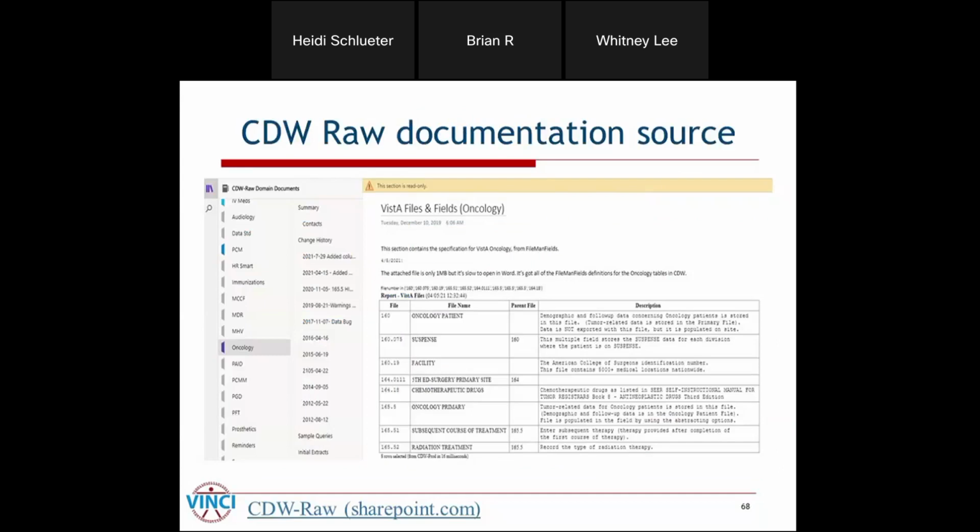There's documentation for the CDW Raw, and I've linked the SharePoint here. For my example, I'm interested in oncology, so I've navigated to the CDW Raw documentation and selected oncology. You can see, among other things here, it includes information on the actual VistA files and fields that are being pulled in from VistA into the oncology domain.